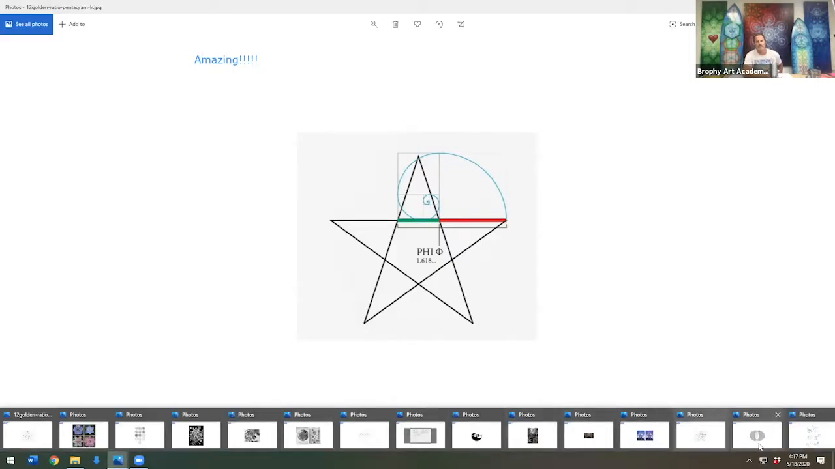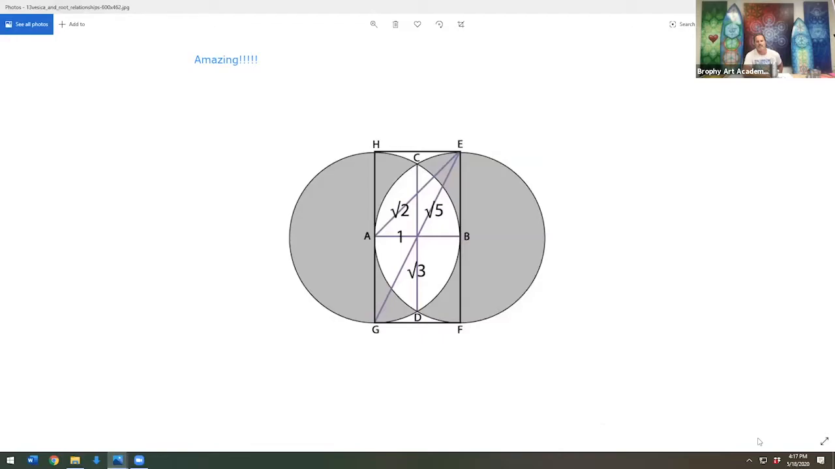Is that it? Or is there one more? There we go. Oh yeah, this is the Vesica Pisces, which is another one of those diagrams that has a lot of the different mathematical formulas, and it also has 1.618 in it.